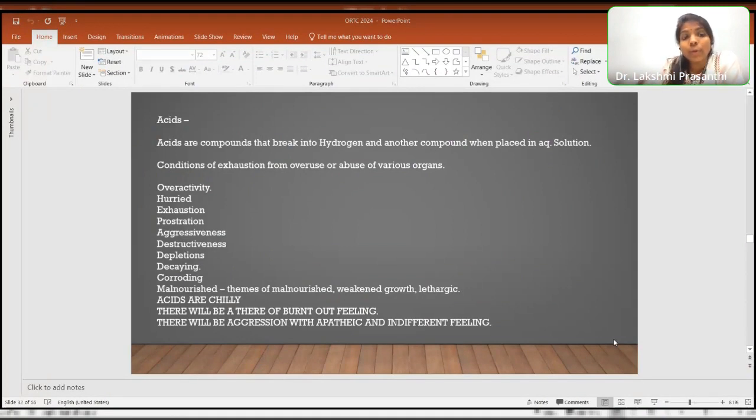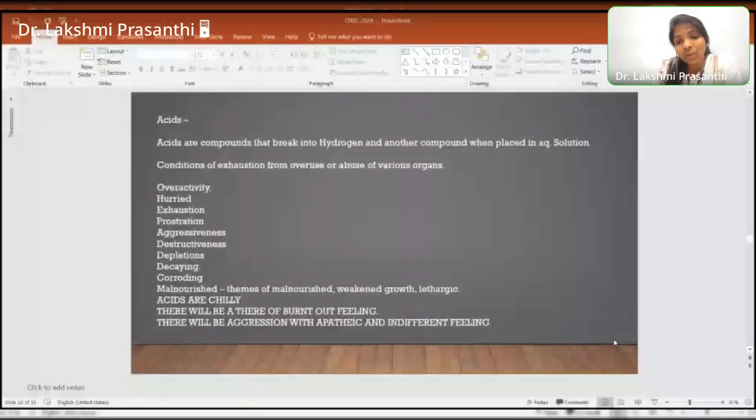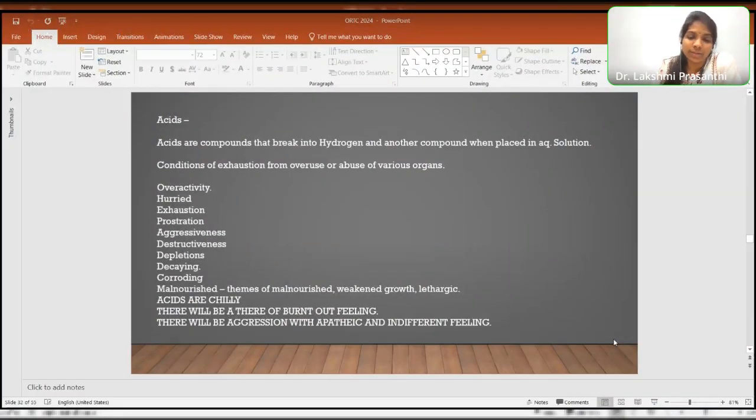exhaustion, prostration, aggressiveness. And these acids, whenever they are thrown somewhere, there is a lot of corrosion. There is corroding theme, destruction, okay, decaying. With the themes of overdoing, we have the malnourishment, weakened growth, and lethargy. Face is very weak, as we have seen in acetic acid, etc.